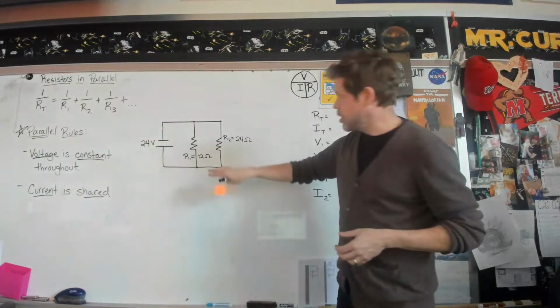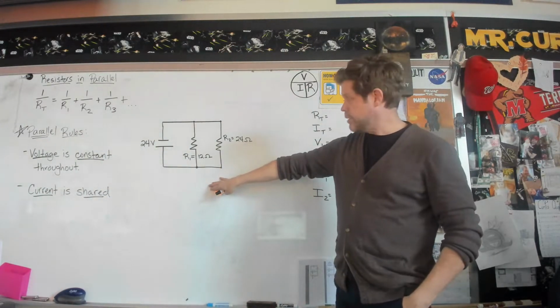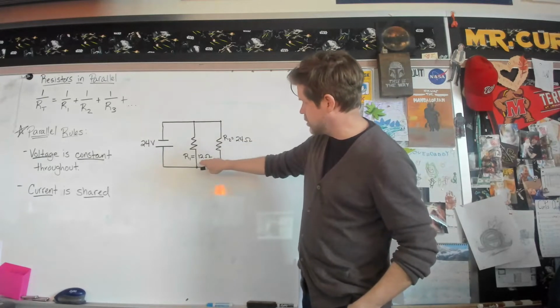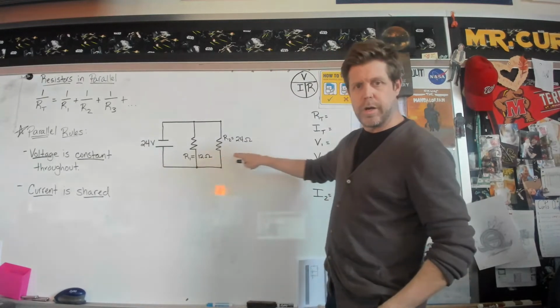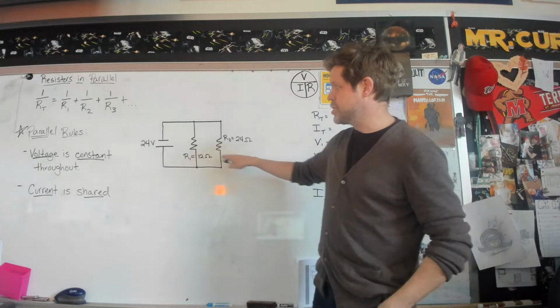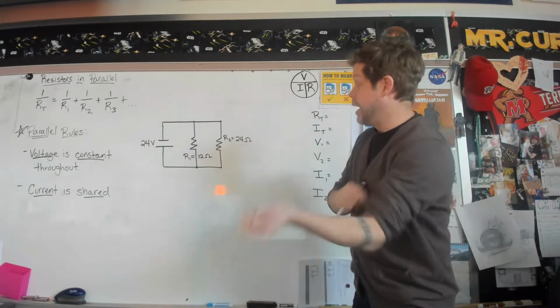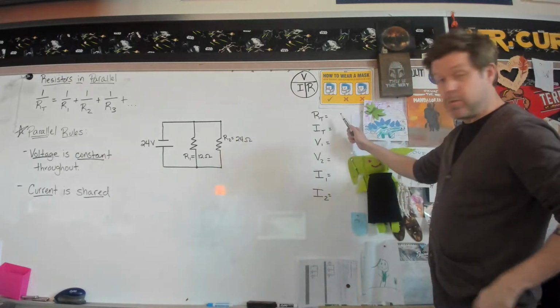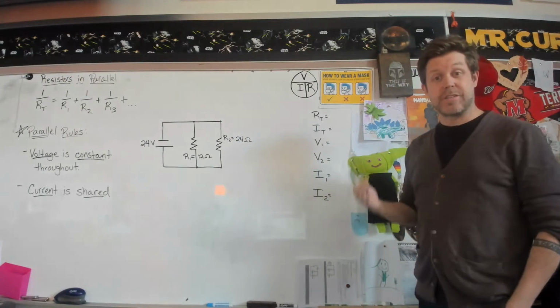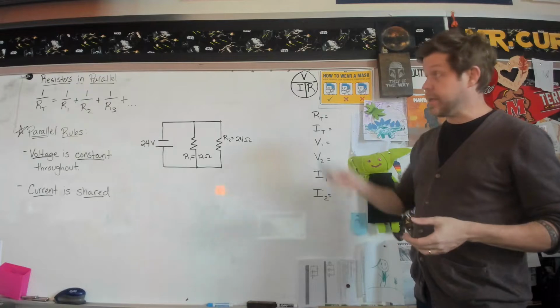So if I am starting with this parallel circuit, I've got two branches. I have a 12 ohm resistor on branch 1, and I have a 24 ohm resistor on branch 2, with a 24 volt battery. The first thing we're being asked to do is to find that total resistance. So right out of the gate, we're going to go ahead and practice with this new formula.